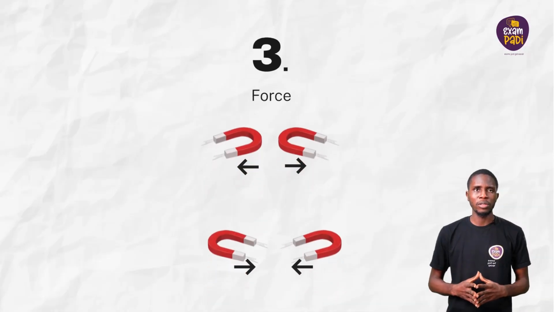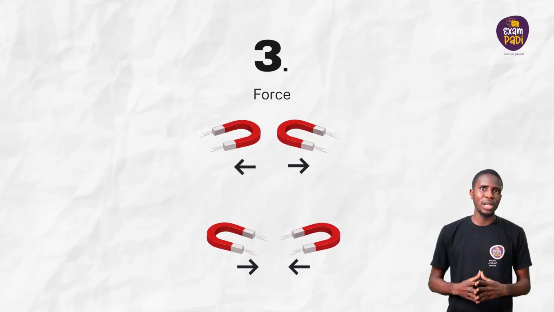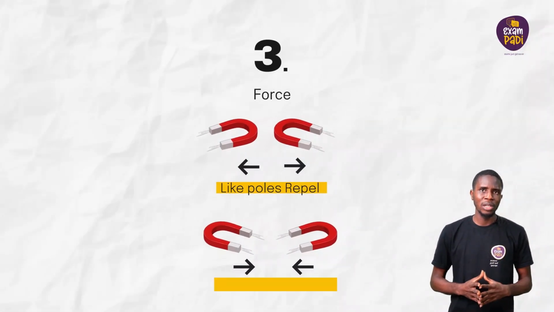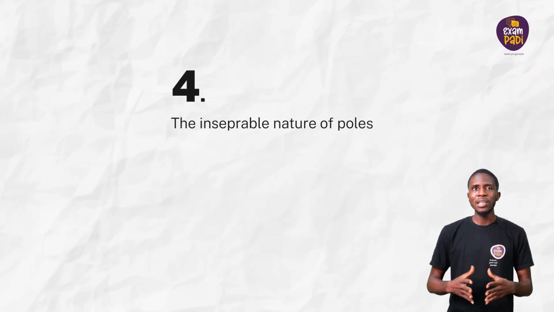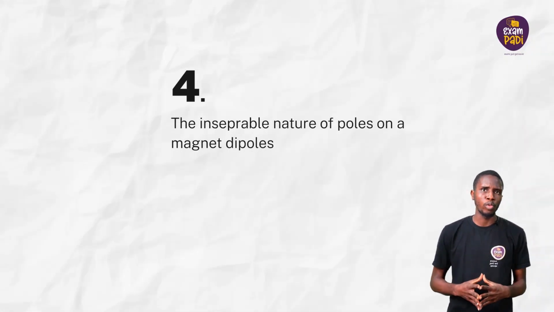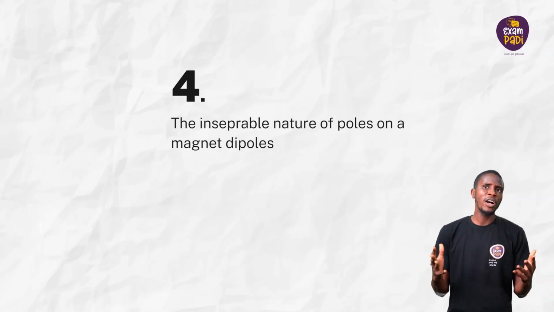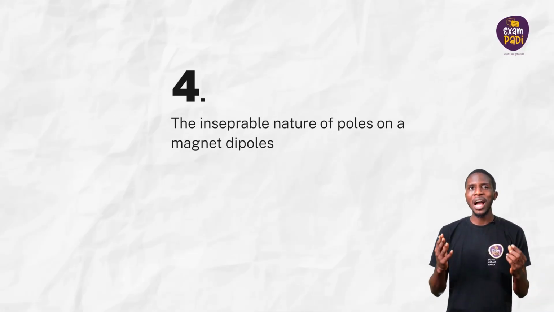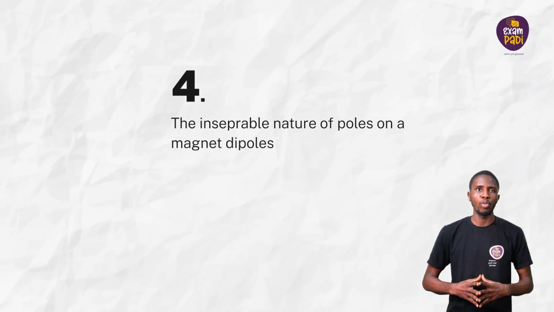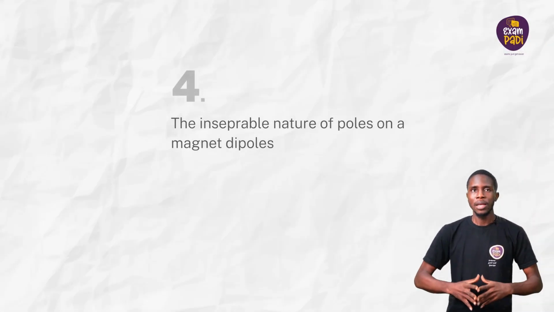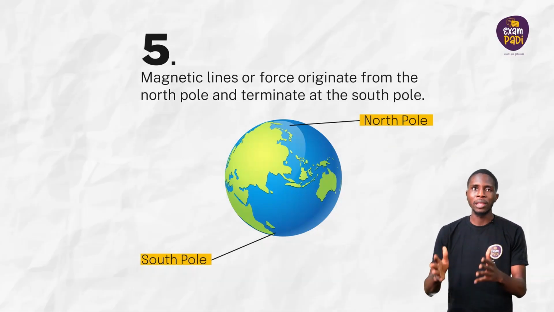3. Force. A magnet exerts force on other magnets in such a manner that like poles repel and unlike poles attract. 4. The inseparable nature of poles on a magnet, dipoles. If a magnet is broken into small pieces, however small it may be, it will still have a north and south pole. The smallest bit of a magnet is a dipole. 5. Magnetic lines of force originate from the North Pole and terminate at the South Pole.